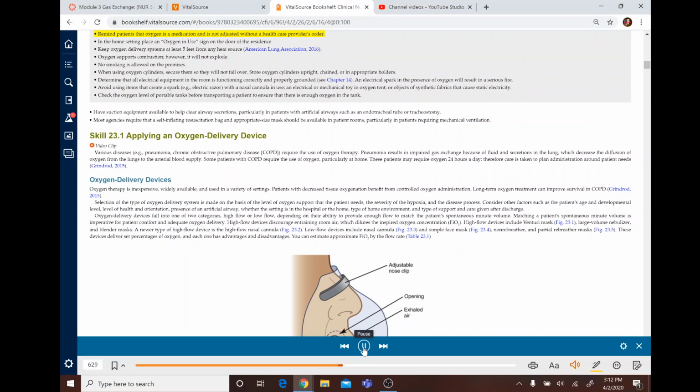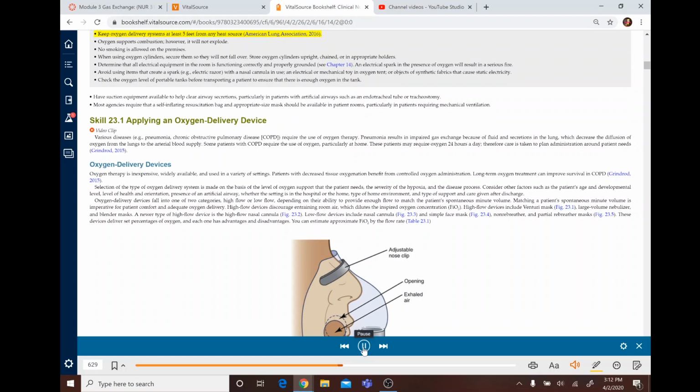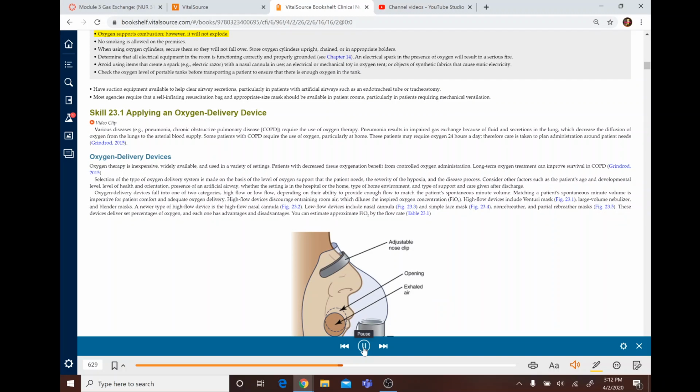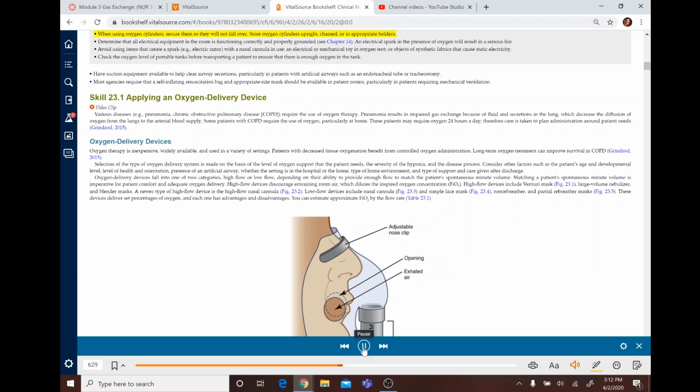Remind patients that oxygen is a medication and is not adjusted without a healthcare provider's order. In the home setting, place an oxygen in use sign on the door of the residence. Keep oxygen delivery systems at least 5 feet from any heat source, American Lung Association, 2016. Oxygen supports combustion, however, it will not explode. No smoking is allowed on the premises. When using oxygen cylinders, secure them so they will not fall over. Store oxygen cylinders upright, chained, or in appropriate holders.